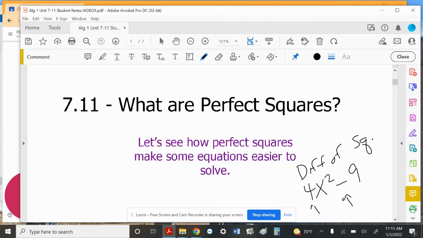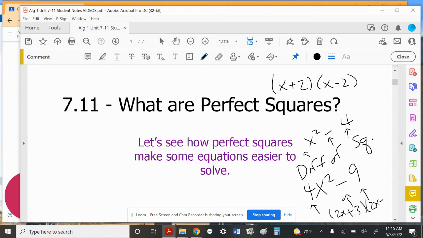So some important things we have to look at with difference of squares: a lot of the examples you get are something like x squared minus 4. The 1 there is a perfect square, and the 4 is a perfect square. We've got our negative. If you recall, that one factors down to x plus 2, x minus 2, or vice versa. And then the second one would factor down to 2x plus 3 and 2x minus 3.